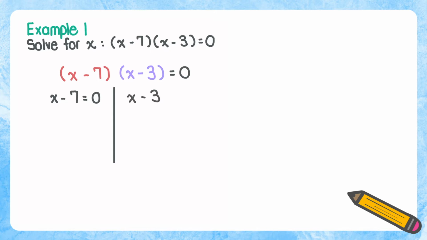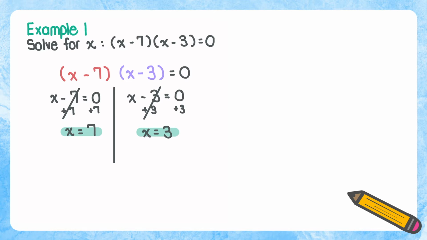From here, it's stuff that you've probably seen in IM1. What a throwback! Right? So for x minus 7 equals 0, we're going to add 7 to both sides to get rid of that minus 7, and we get that x equals 7. On the right side, we're going to add 3 to both sides. The minus 3 and the plus 3 cancel out, so we're left with x equals 3. So we have these two solutions. Either x equals 7 or x equals 3.